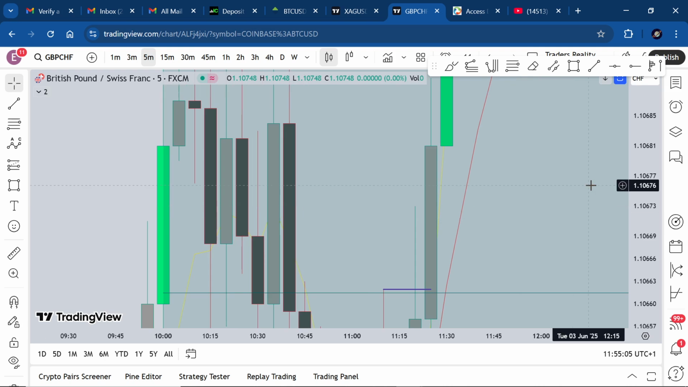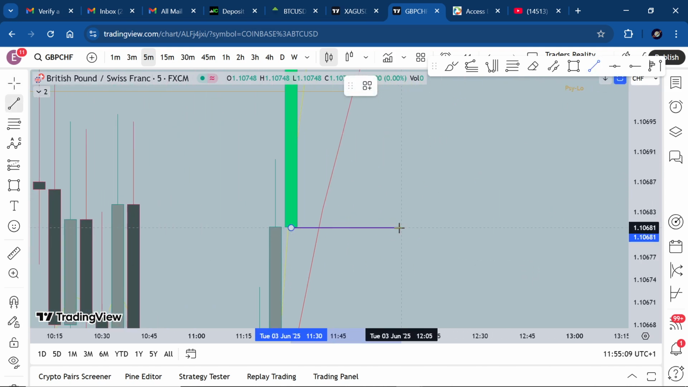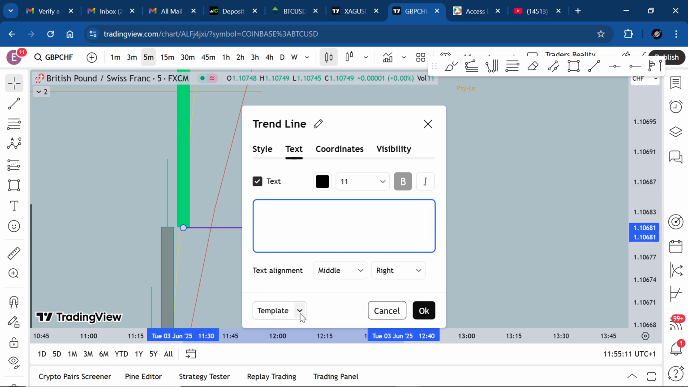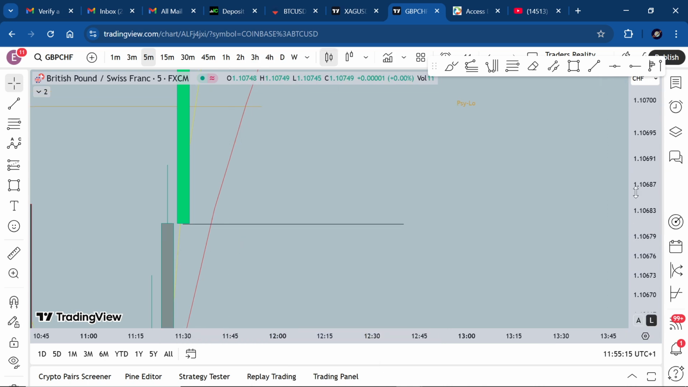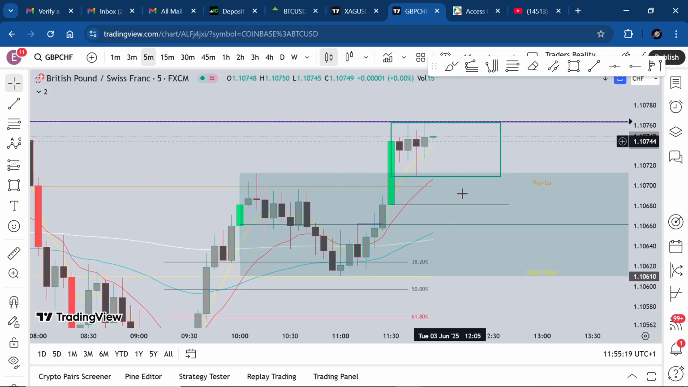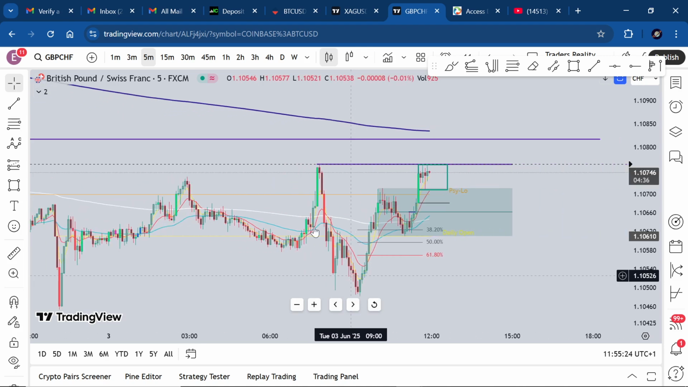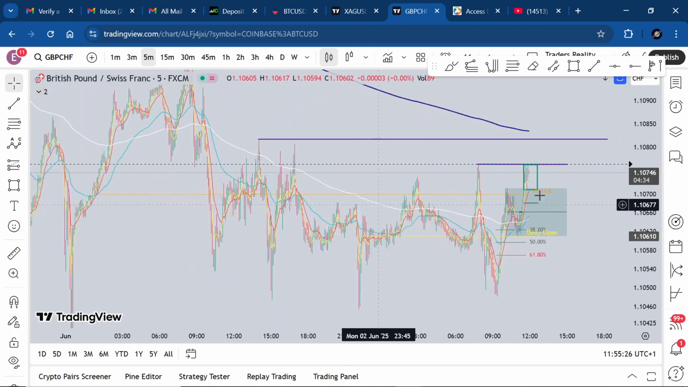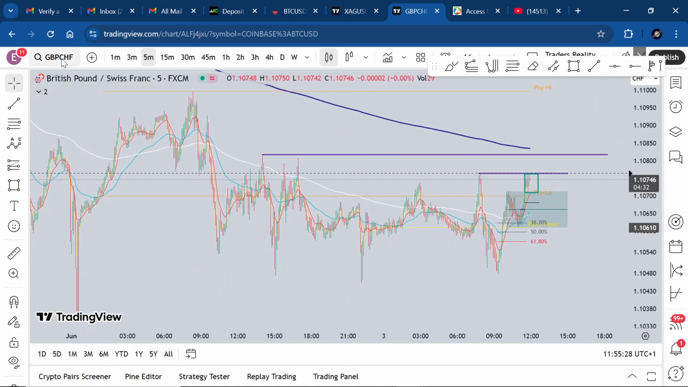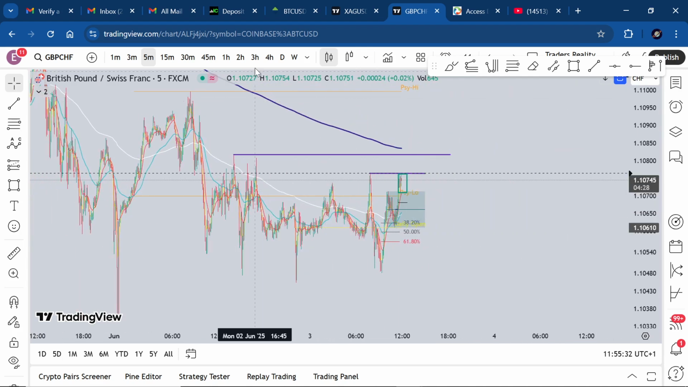This wickless candle over here gives me the impression that we most probably will come down into this area, maybe sweep that equal low, and then continue higher. But it does not have to. Like I said, we could reaccumulate here and just keep it moving. So that's GBPCHF. If I've been saying Euro Chef, obviously it's GBP, the pound against the Swiss franc. I'm very bullish on it.